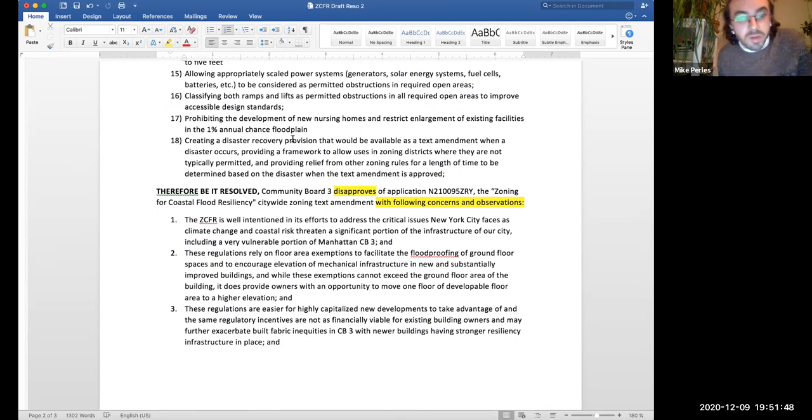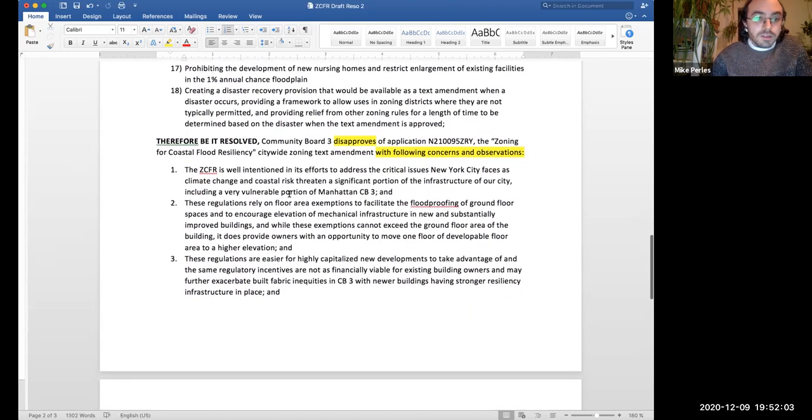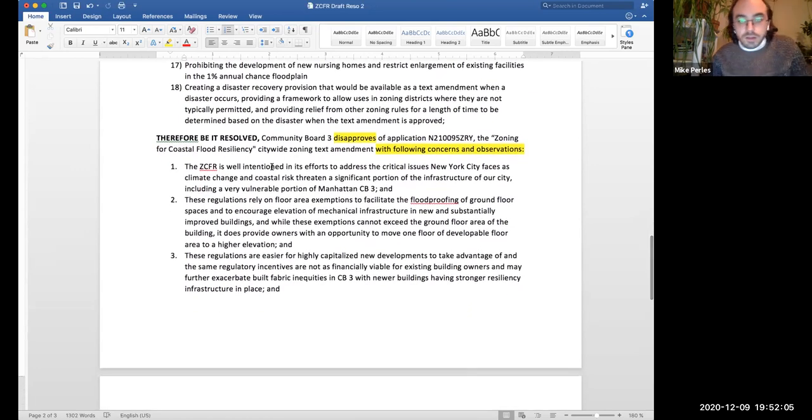Okay, so it says, therefore be it resolved, Community Board 3 disapproves of application N21009-5ZRY, the zoning for coastal flood resiliency, citywide zoning text amendment with the following concerns and observations. The ZCFR is well-intentioned in its efforts to address the critical issues New York City faces as climate change and coastal risk threaten a significant portion of the infrastructure of our city, including a very vulnerable portion of Manhattan CB3.